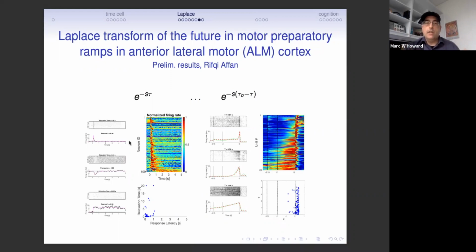And I showed you examples of ramping cells that had a variety of time constants. Here I'm showing you basically the same idea. To the extent you accept that there's a mirror image between the left side of this plot and the right side of this plot associated with the change in sign of the remembered time, here it's positive, here it's negative, you accept that this population holds the Laplace transform of the future.